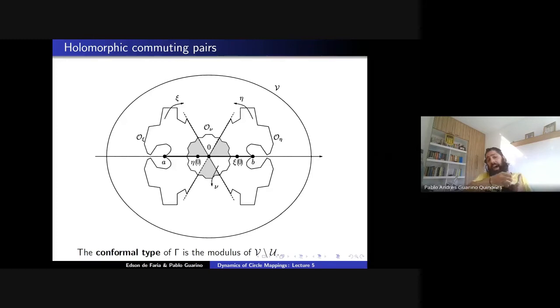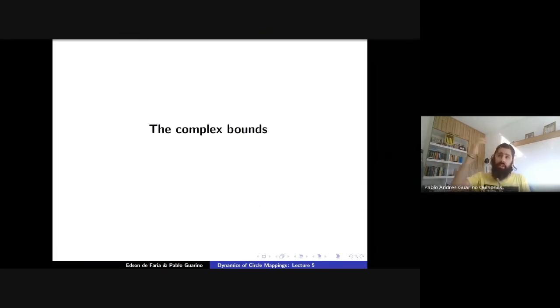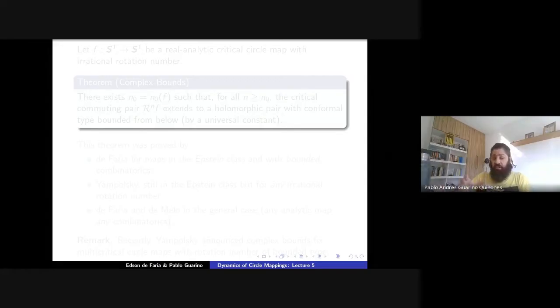So these conformal types, after a few renormalizations, will always be bounded away from zero. You have a lower bound for the modulus of the topological annulus. This is the statement of the complex bounds. Let me remind you of the complex bounds. So here we are, back in critical circle maps. F is a critical circle map, real analytic, because we want to take a holomorphic extension.